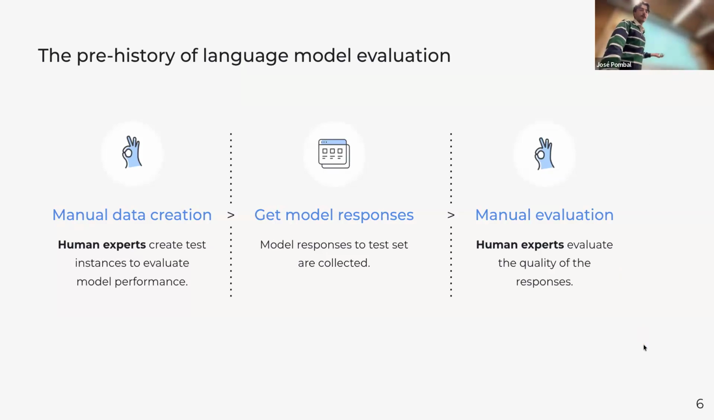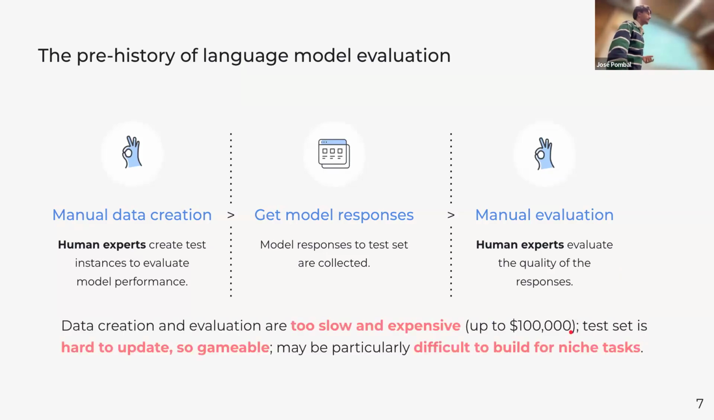Now, this is great, but it has a problem. It's very slow and expensive. I have this $100,000 figure there. That's for the creation of GPQA. Some of you might know it. It's a multiple choice question benchmark for PhD level physics and chemistry questions. The evaluation is actually not manual because it's multiple choice, so it's just accuracy. But it costs $100,000 to create.